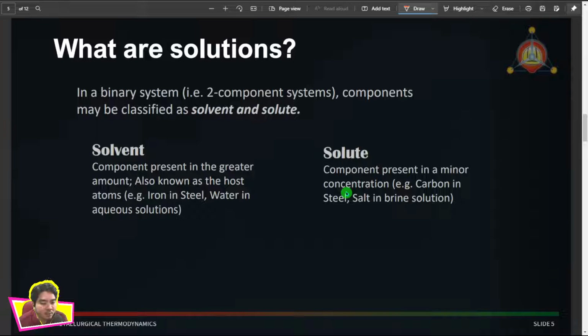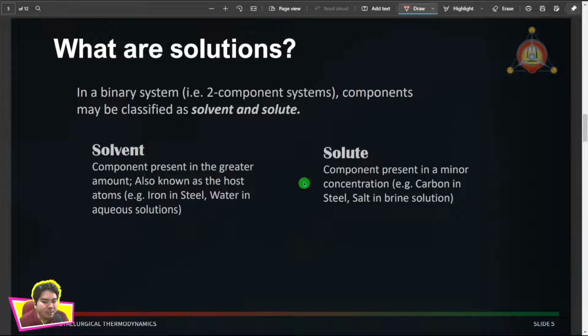Sometimes tinatawag din natin to as the host atom, no, or host material. Tapos yung si solute naman, siya yung present in the minor concentration. Minsan tinatawag din siyang impurity because it causes the solvent to be impure. No? So instead of 100% solvent ka, magiging 99 point something. So minsan tinatawag siyang impurity, no? Pero although the impurity carries a parang negative connotation, we learn from material science that impurities can actually have beneficial effects. No? For example, yung steel, yung impurity na carbon actually promotes or increases the hardness of your otherwise soft na iron. Okay? So that's solvent and solute.